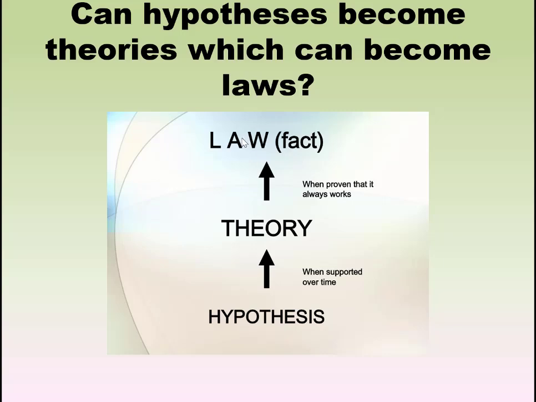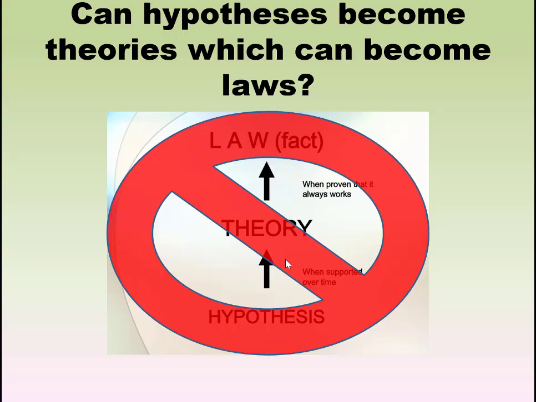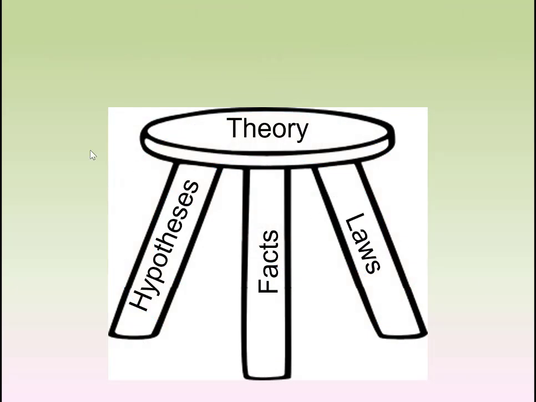Those are separate critters. So I want us to realize, a hypothesis does not become a theory does not become a law. Just like when you were a child, you could not grow up to become an elephant. Okay? You're separate animals, separate critters. Okay? Perhaps a better way to think about the relationship of these terms is to think about, say, a three-legged stool.